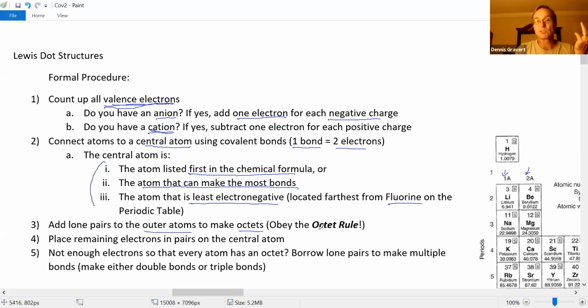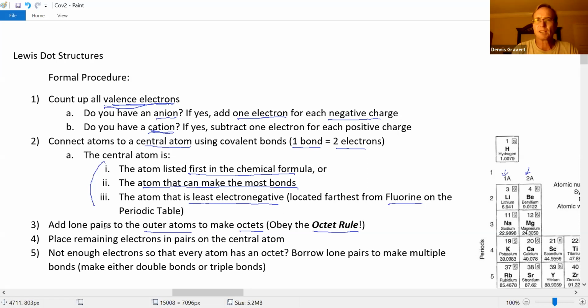The octet rule is the way we can predict whether the molecule will be stable and can exist or not. And so a good rule of thumb is if you can get 8 dots around every atom in your molecule, that's a good indicator that that molecule probably exists in the real world, or it could be made in the lab.